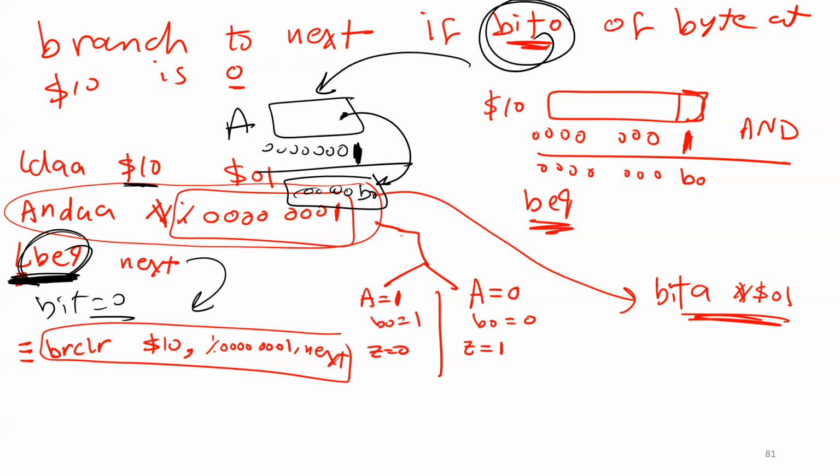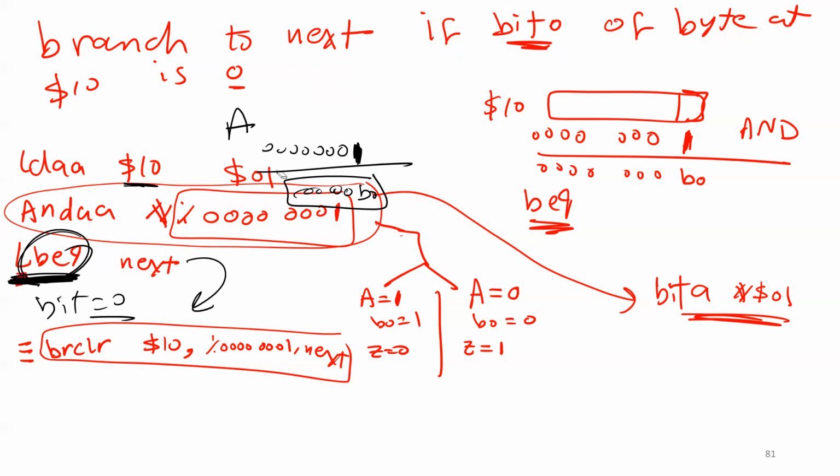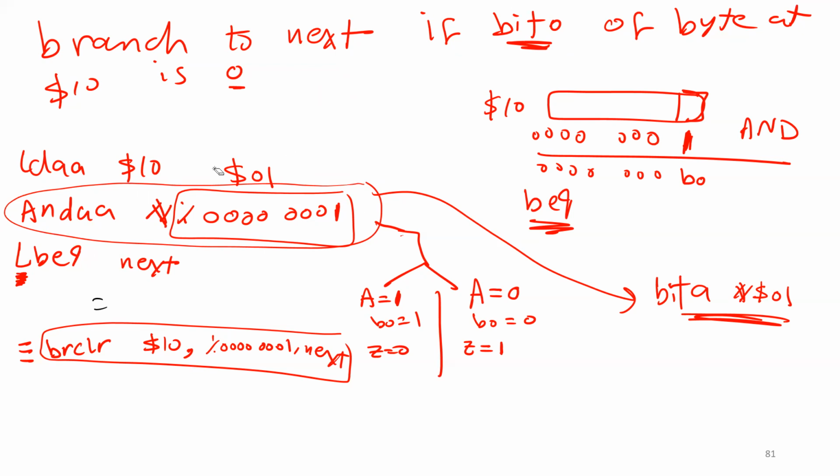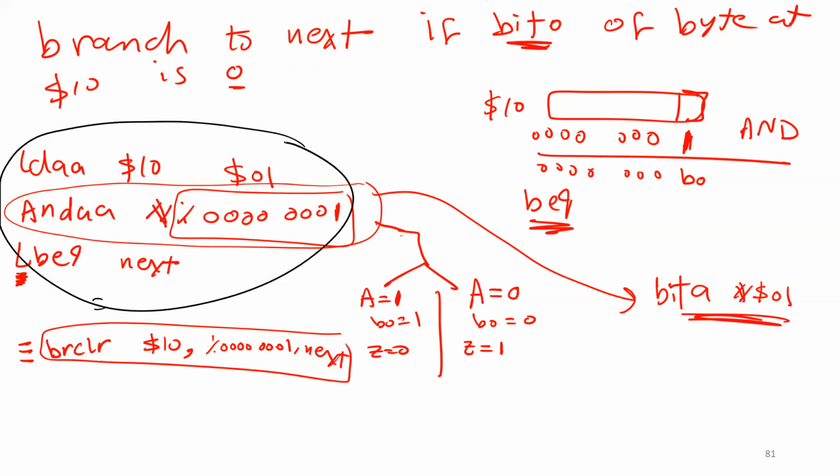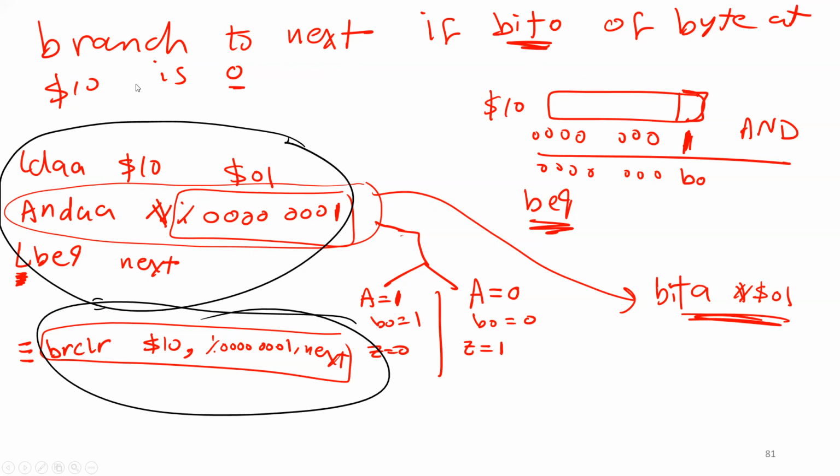If I want to jump, let me change it. Look here, guys. Any questions so far before I change it? What I'm saying is that in both cases, using this one or using this one, they are doing the same thing. What do I mean by the same thing? I'm going to branch to a location called next if bit number 0 in the byte 10 is 0. Any questions?